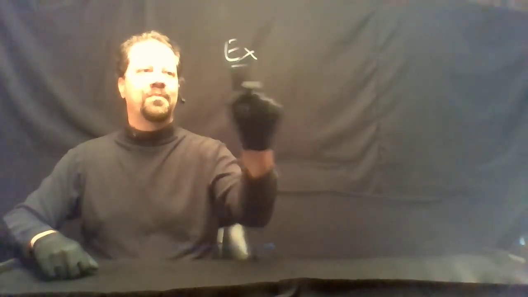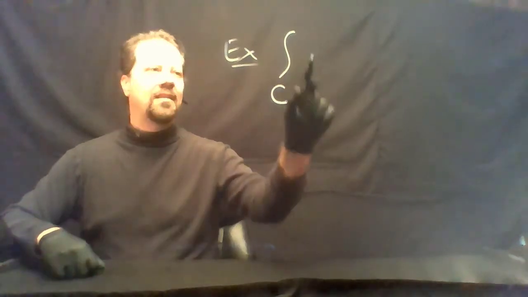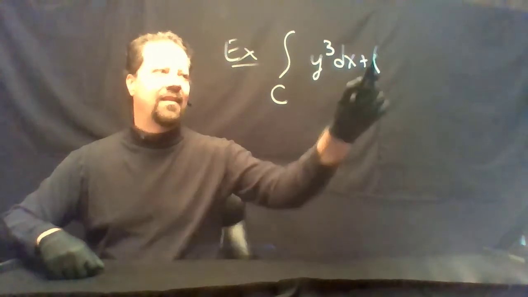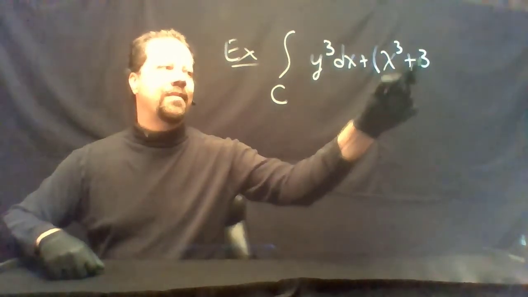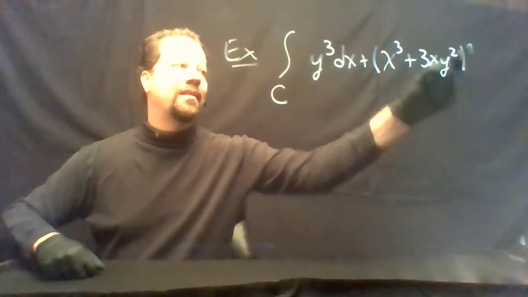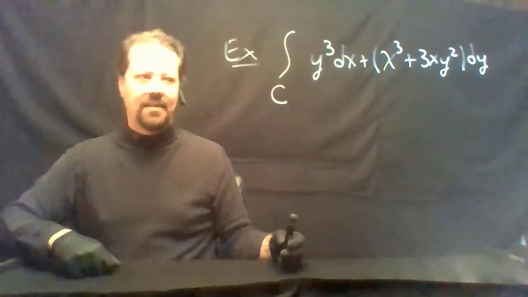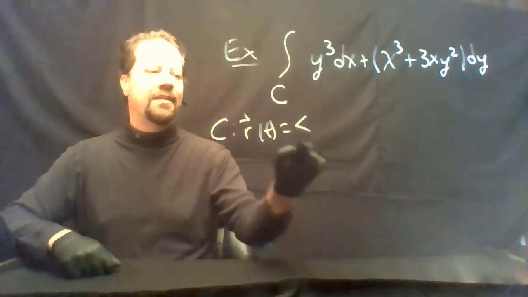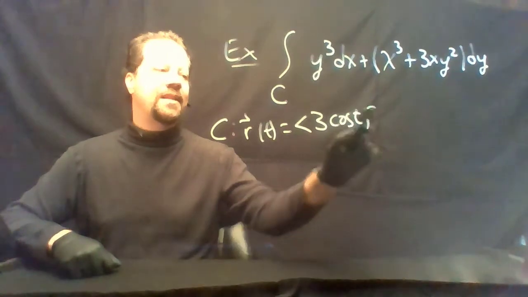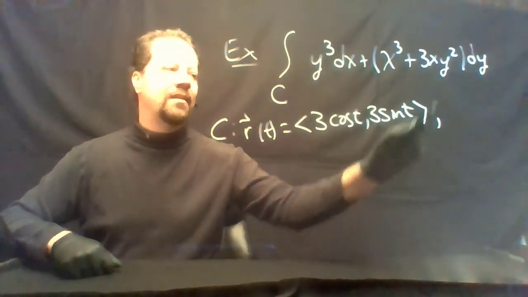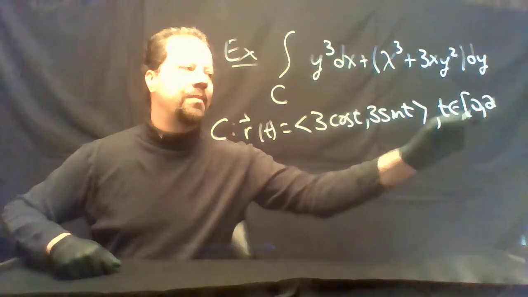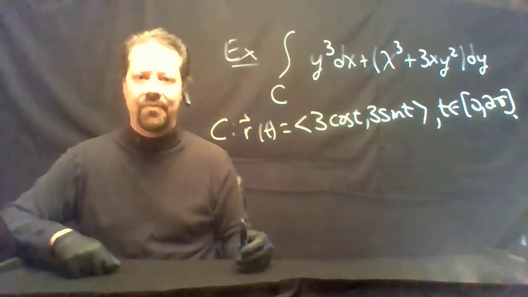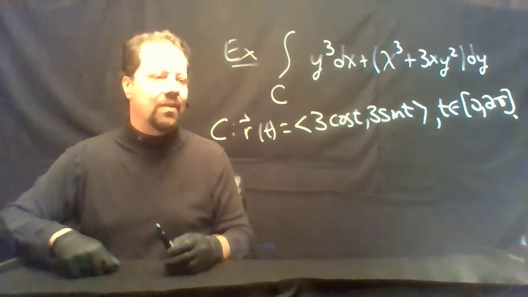In our next example, let's integrate on C y cubed dx plus x cubed plus 3xy squared dy. And we'll suppose that the curve is given by the following parameterization. It's 3 cosine t, 3 sine t, where t goes from 0 to 2 pi. In other words, the curve is a circle of radius 3, going counterclockwise about the origin.